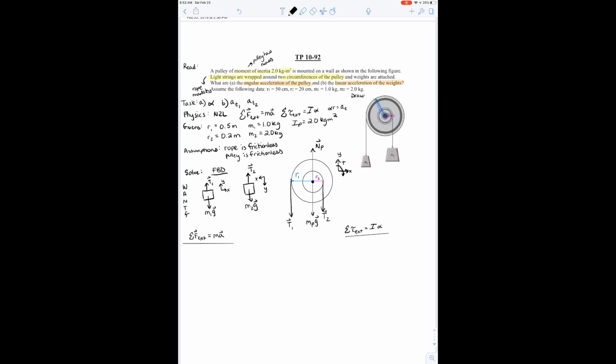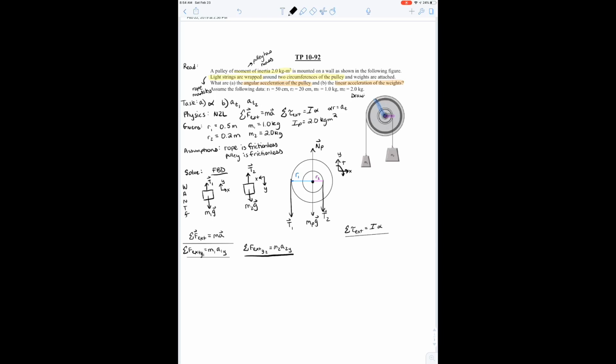Now, with vectors, I'm going to resolve that out into x and y, but for both mass 1 and mass 2, there are no forces in the x, so I'm only going to resolve it out into the y. So the summation of all external forces in the y direction for mass 1 is equal to mass 1 times its translational or linear acceleration in the y direction. Then I also have the summation of all external forces in the y direction for mass 2 is equal to mass 2 times its linear or translational acceleration in the y direction.